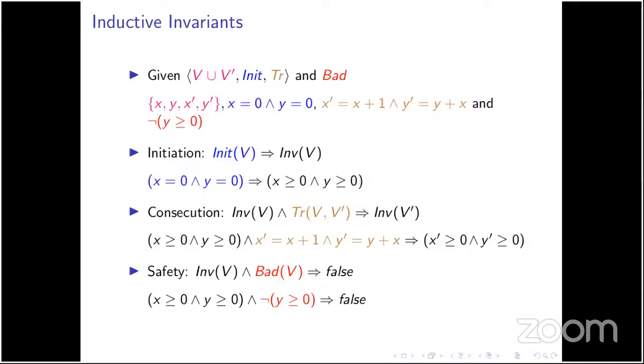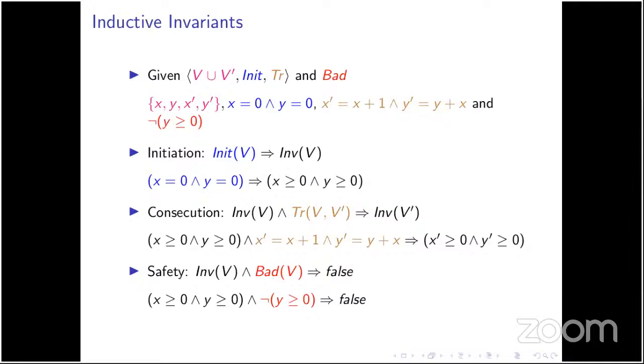Now we'll check for consecution. How do we check for consecution? We say that x is greater than or equal to 0 and y is greater than or equal to 0. So you take the invariant, then you take the transition relation, and if this implies the invariant for the next state, if this implication is valid, then you know that the consecution property holds.